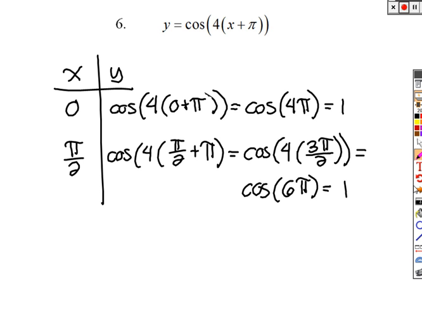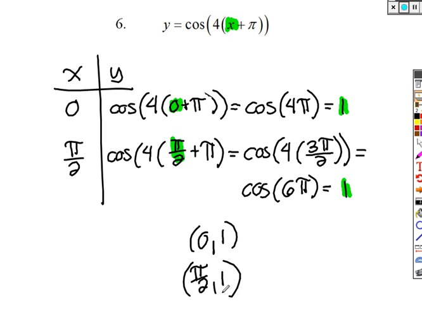So I just plugged in a couple of x values. Let's say I plug in 0 for x. And I also plugged in pi over 2 radians for x. So if I just input those into the function, see what comes out, this tells me that those 2 points, so 0 radians 1, pi over 2 radians 1, these 2 points should be on my graph.